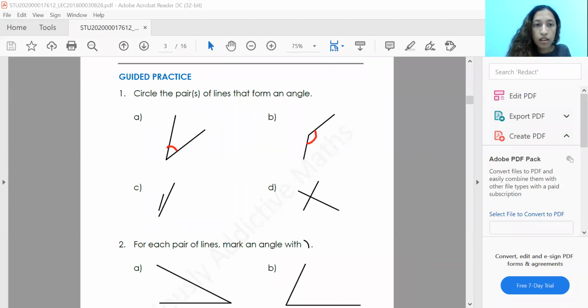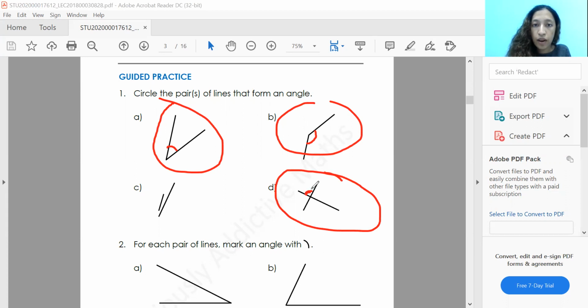Okay, what about this one? C, do they meet? They do not meet at all, right? So basically you cannot form an angle over here because these two lines, they do not meet. Yes, they are straight lines, but they do not meet at a point. So you cannot circle that. What about D? Okay, two straight lines, they meet at a point. So you can also form an angle. There we go. All right, so these are the pairs that form an angle. All right, for this one, there are multiple. One here, and even one here.